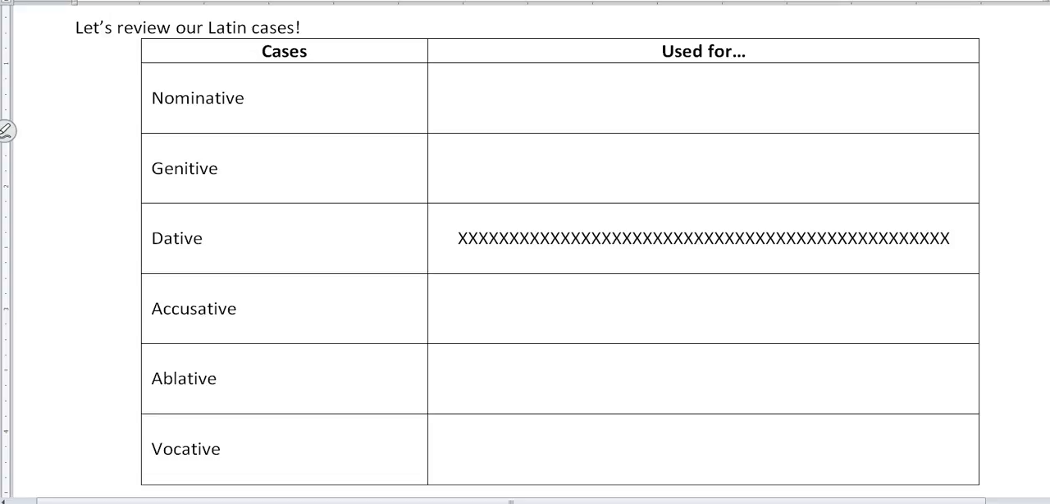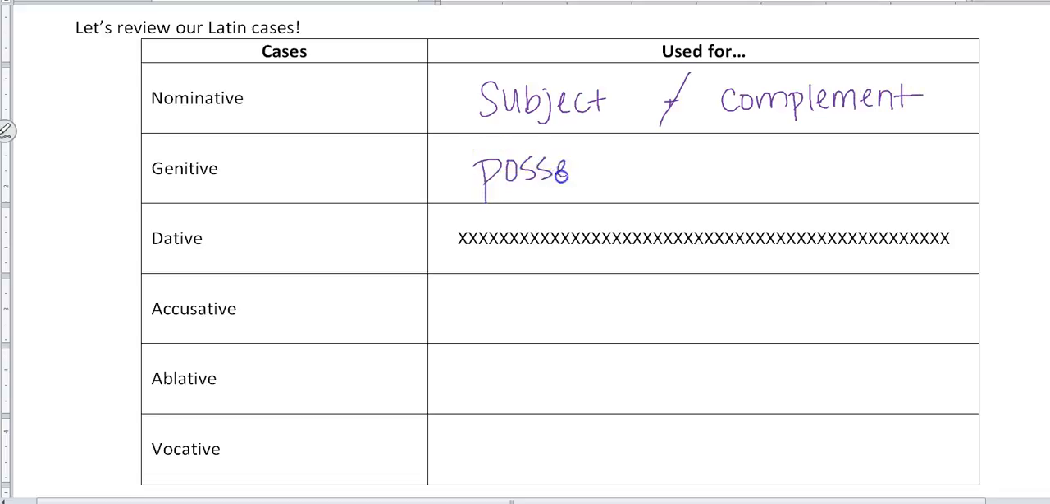All right, I hope you actually paused the video. The nominative is used for the subject or the complement in the sentence. The genitive, which is what we're discussing this week, is used for possession.